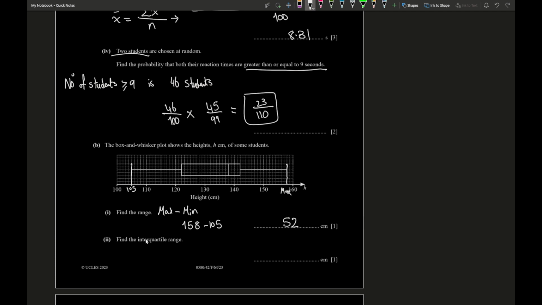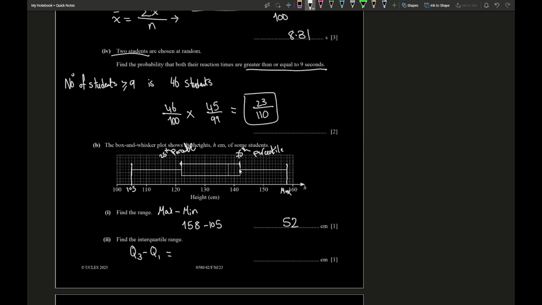Okay. For part ii, find the interquartile range. The interquartile range can be calculated using Q3 minus Q1, or more precisely, the 75th percentile minus our 25th percentile. This here is our 75th percentile, and this is the 25th percentile. Okay. Now, God willing, I'll link a video in the description about interquartile ranges.